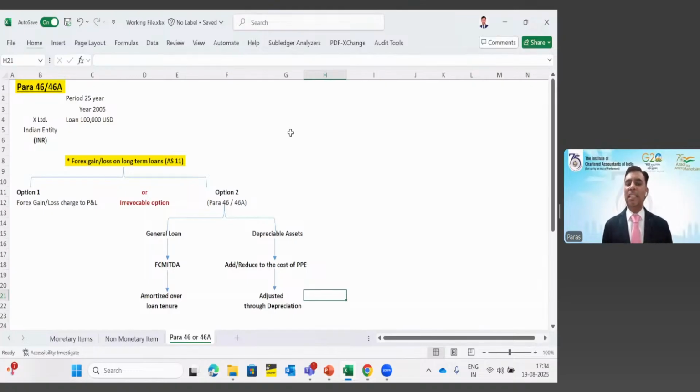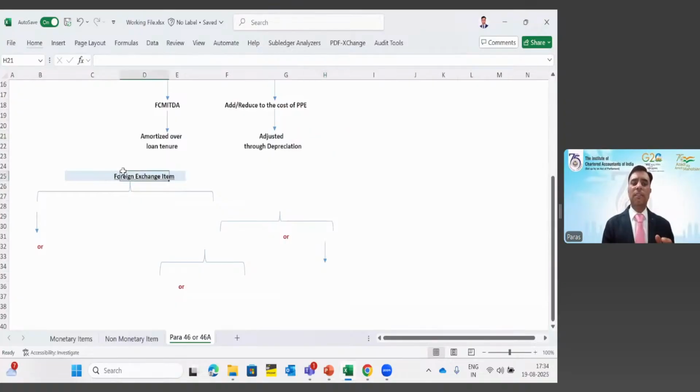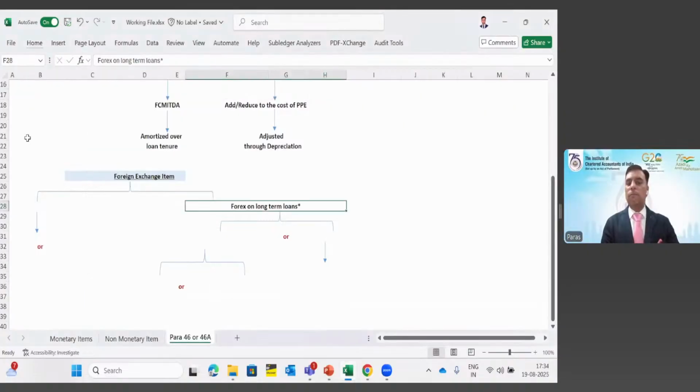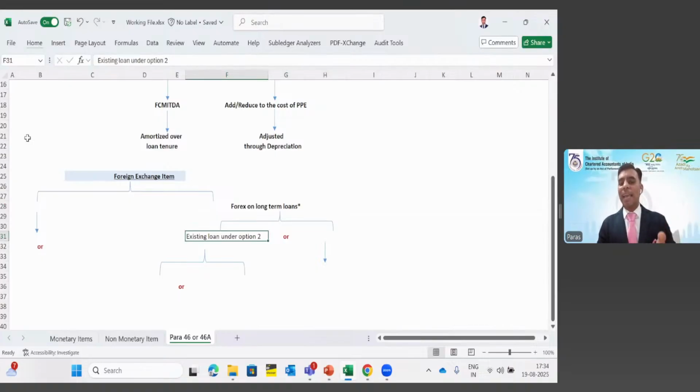Now let's understand what is the GAAP difference. If such a foreign exchange item is there, first you need to check whether it relates to any long-term foreign currency monetary items or not. I have taken the example of a loan. A loan is a foreign currency, or you can say monetary item, a long-term monetary item. So you need to check whether you have an existing loan on the date of the balance sheet. If the answer is yes, then you have two options. If you have already chosen para 46 or para 46A as per the provisions of AS, and now you are preparing your balance sheet as per the provisions of Ind AS 21, then you have two options.